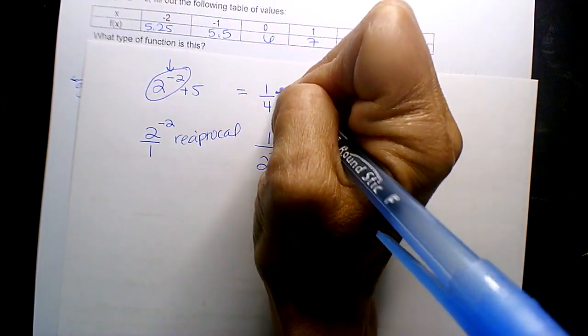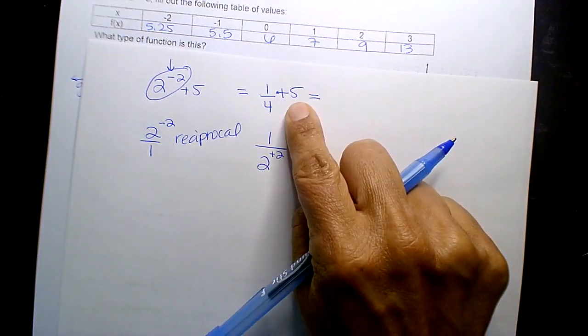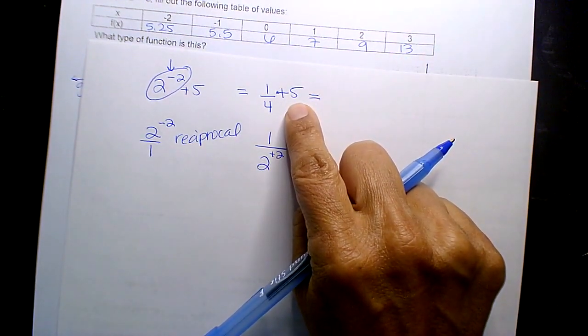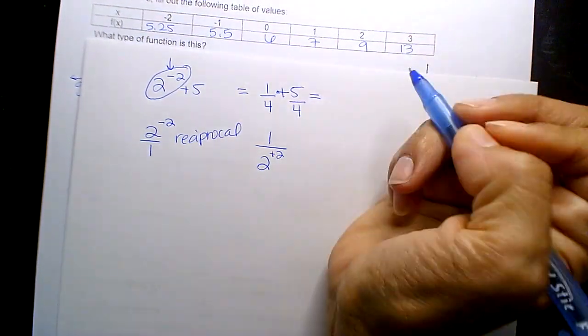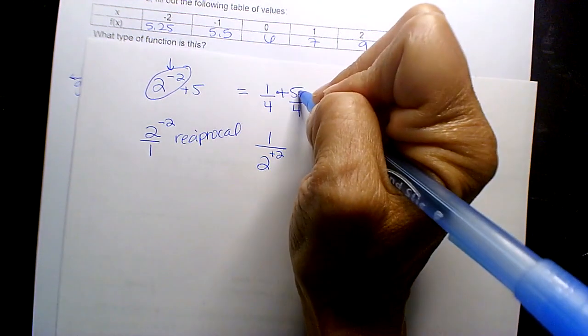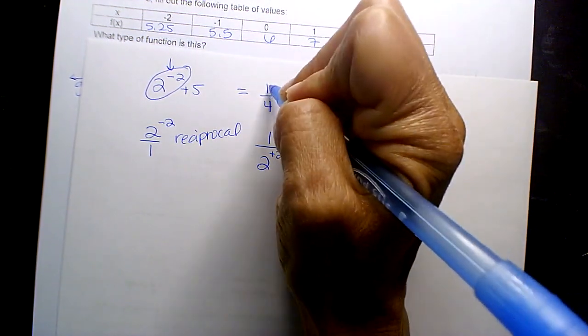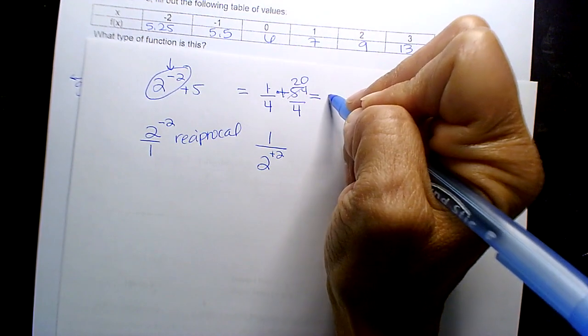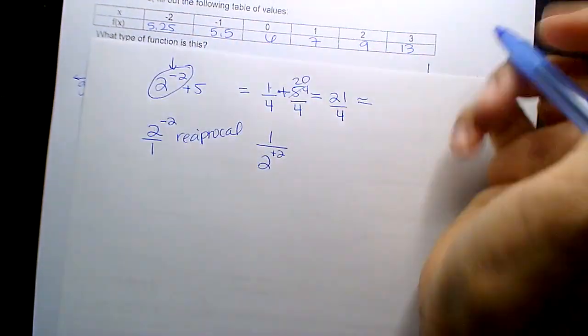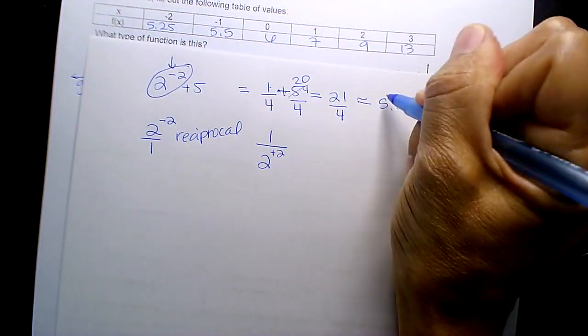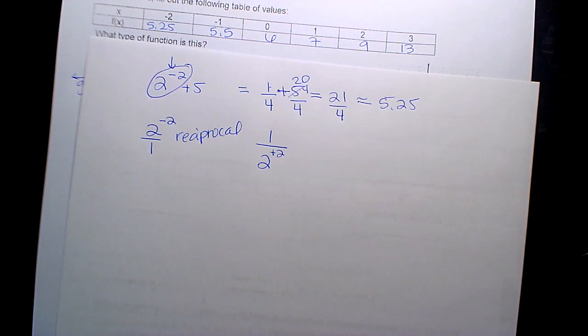And then what's +5? You guys remember, you don't have to do it by hand, by the way. I'm just doing it by hand. Do you guys remember make the denominator the same? So what's 5 times 4? 20. And so what's 1 plus 20? 21/4, which is the equivalent of 5.25. So that's what it's doing, okay?